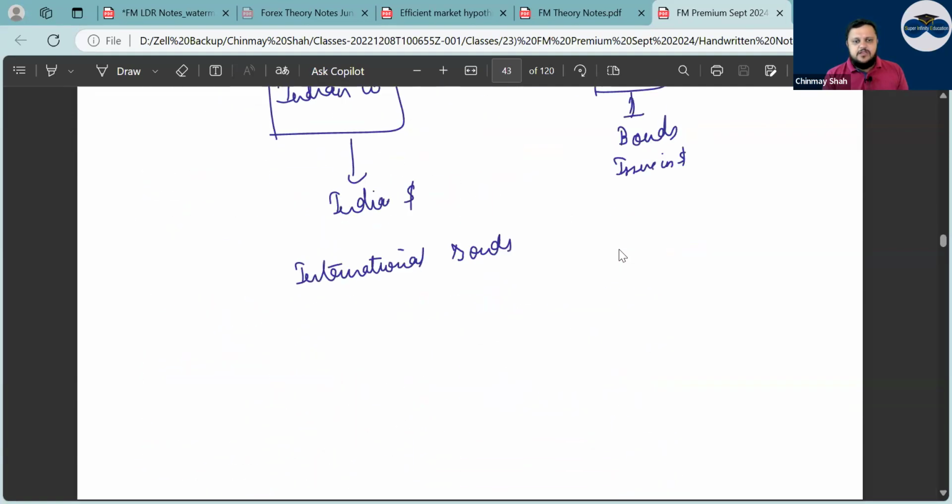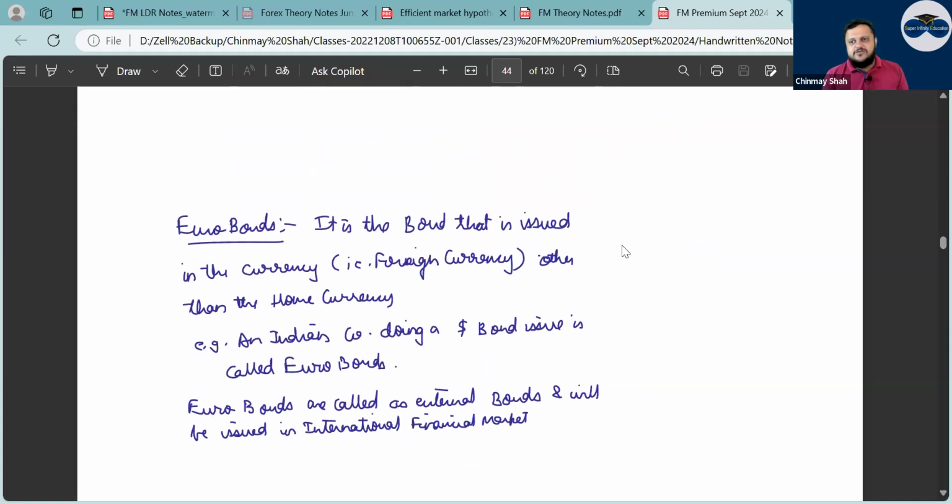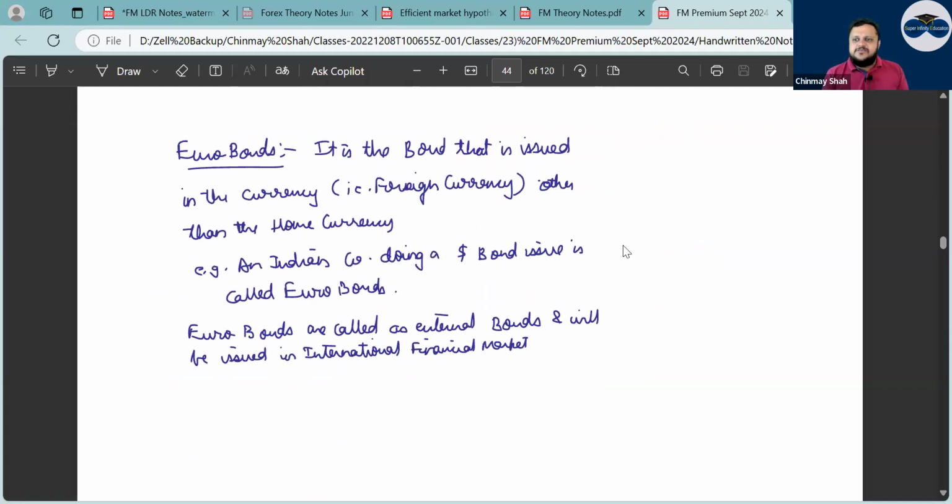Then you have euro bonds, correct? Euro bonds are what? Is it a bond denominated in euro? No. It is a bond that is denominated in a different currency than your home currency. It is a bond that is issued in a currency other than the home currency. An Indian company doing a dollar bond issue is also called what? A euro bond issue, correct? So euro bonds are called external bonds and will be issued in the international financial bond market, correct? Take a minute.